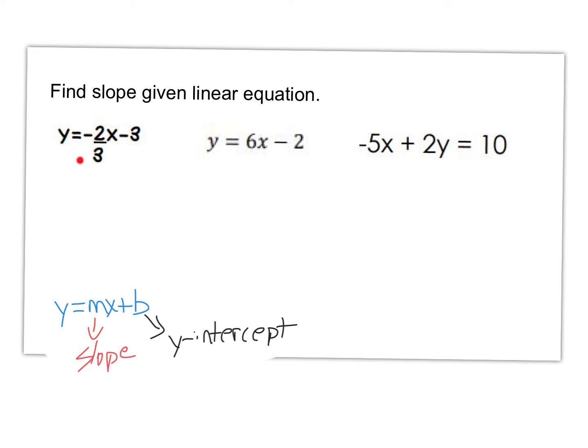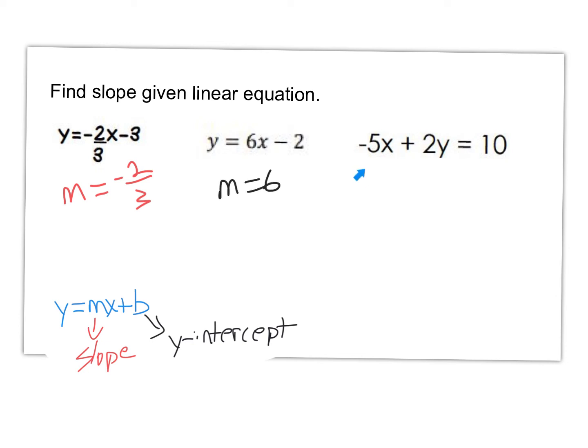So when we take a look at these examples here, in this first one, we have y equals negative 2/3 x minus 3. Well, the slope is simply going to be the negative 2/3. So again, in the first one, the slope is negative 2/3. All right, and this one right here, y equals 6x minus 2. This again is in y equals mx plus b form. So the 6, the coefficient with the x, is the slope. So slope equals 6, okay?